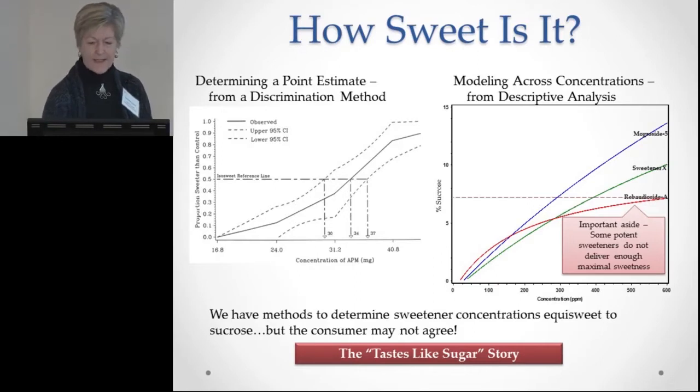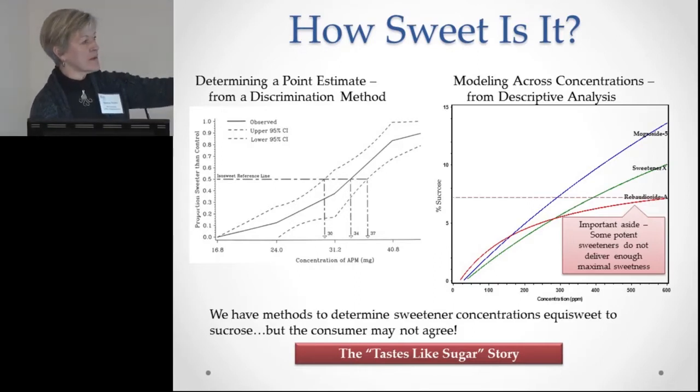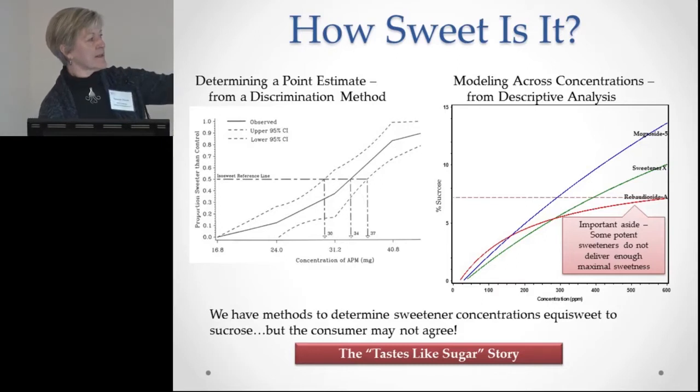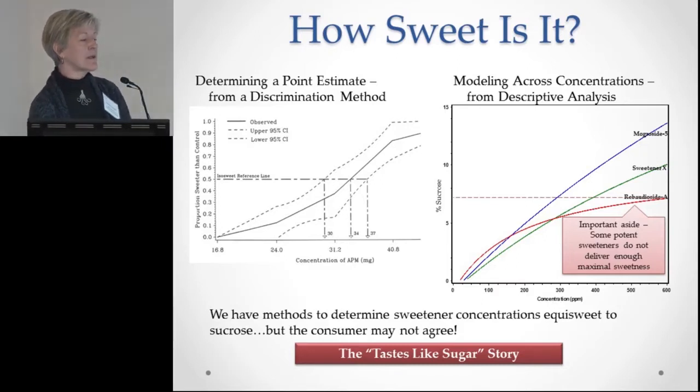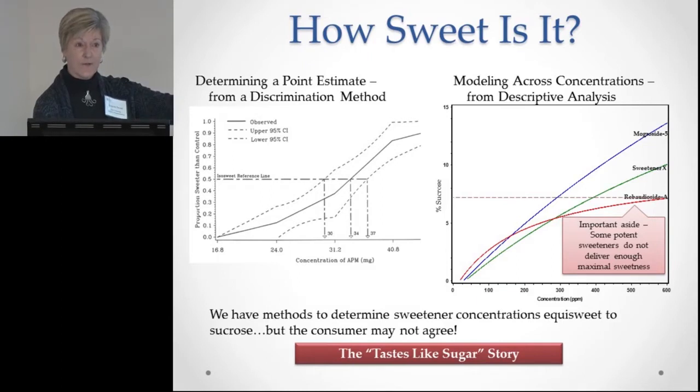Just an aside here on potent sweeteners: some potent sweeteners never attain a level that we need as a sole sweetener in a food. For example, Rebaudioside A tends to plateau out around 7, so you could keep adding more Rebaudioside A, which is a key component in the stevia sweeteners, and you'd never attain the level of sweetness you need to deliver in your food. So you'd have to mix it with another sweetener. It's just an aside.